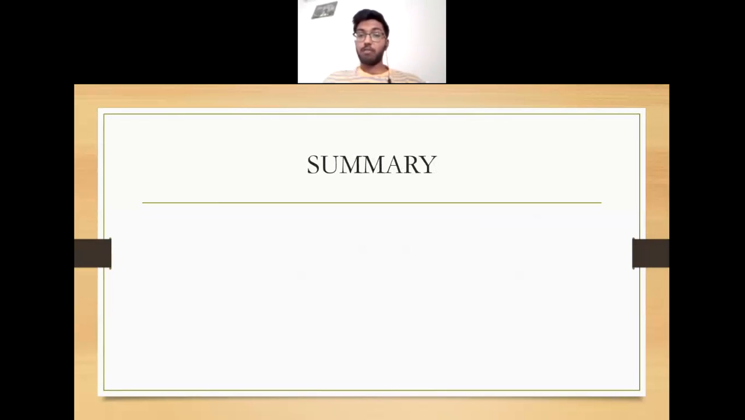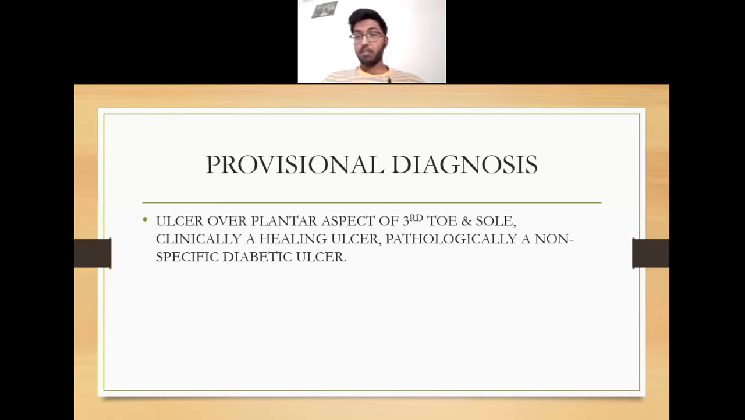So summary and all is okay. What is the provisional diagnosis? Ulcer over plantar aspect of third toe and sole, clinically a healing ulcer, pathologically a non-specific diabetic ulcer. Okay. What is the striking mistake you have done in this?